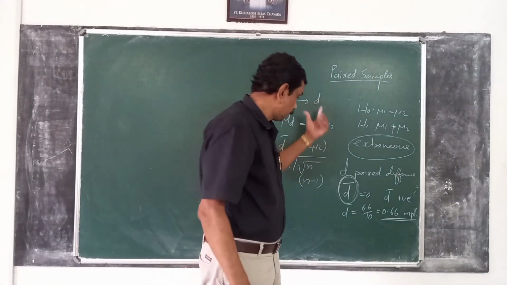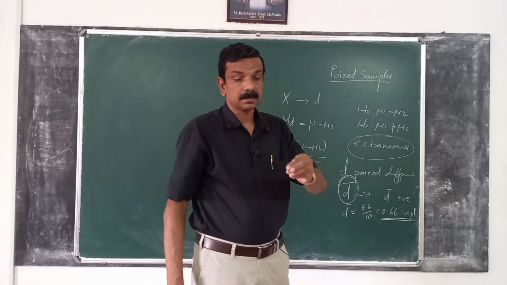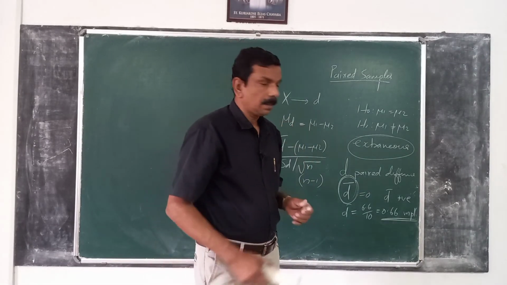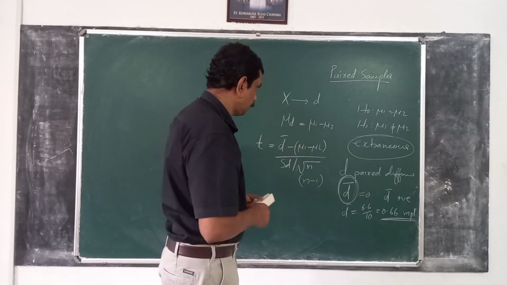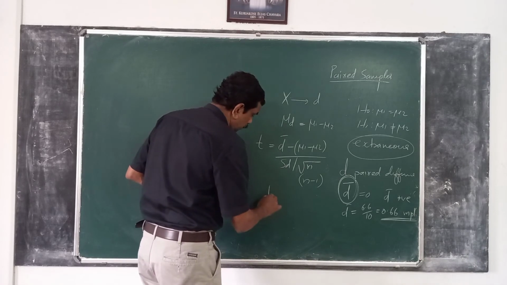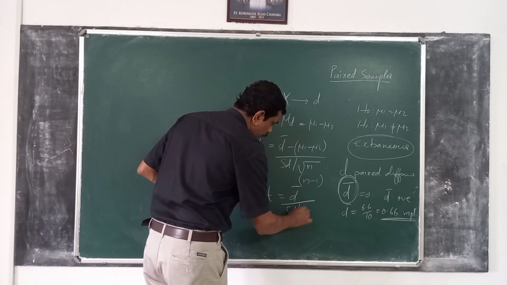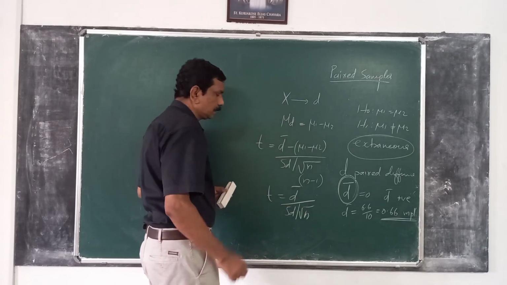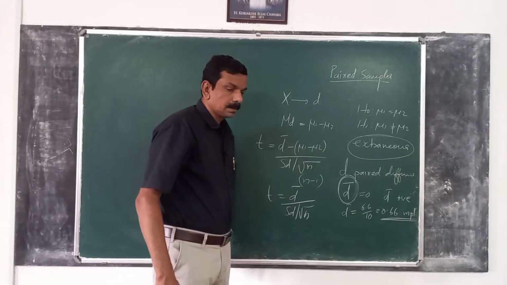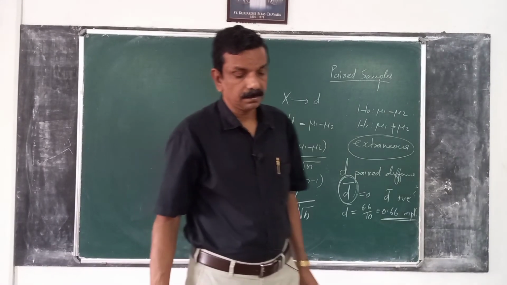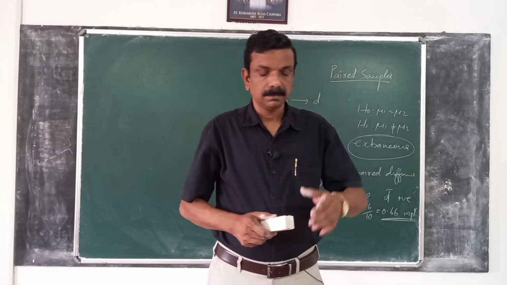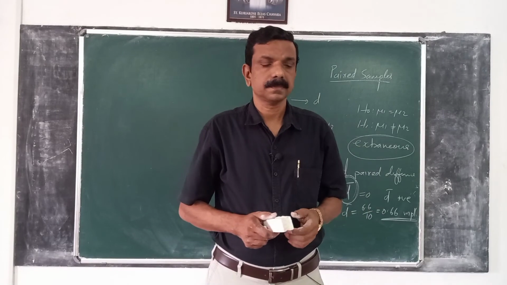So the test based on this is known as the t-test. And under the null hypothesis that mu1 is equal to mu2, this becomes d bar by SD by root n, which follows a t distribution with n minus 1 degrees of freedom, and the test is known as the paired t-test.